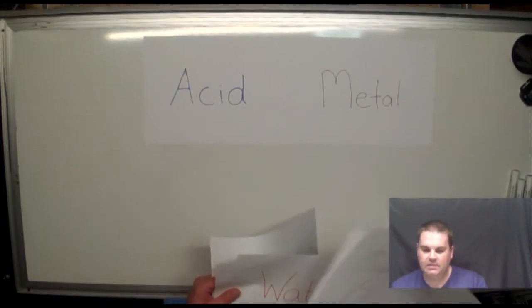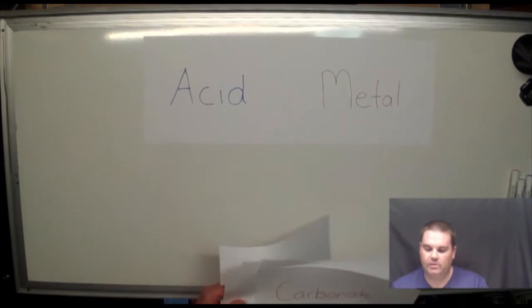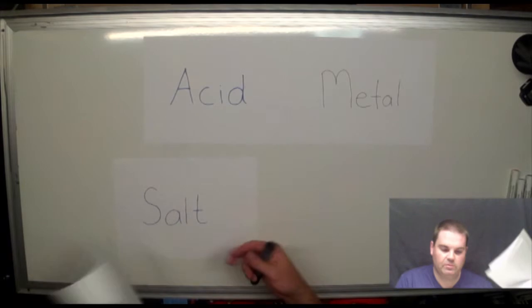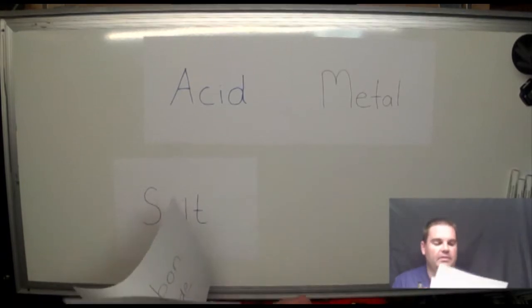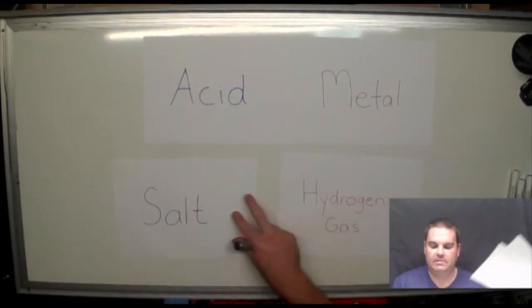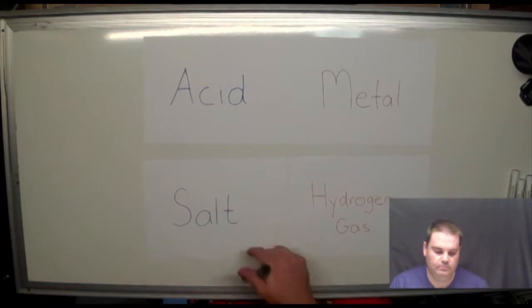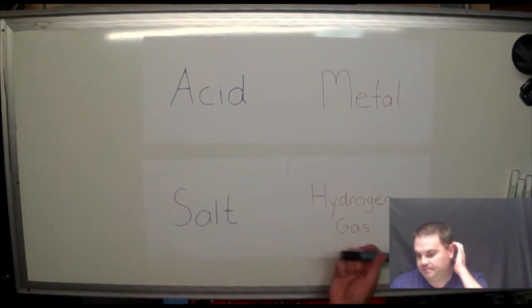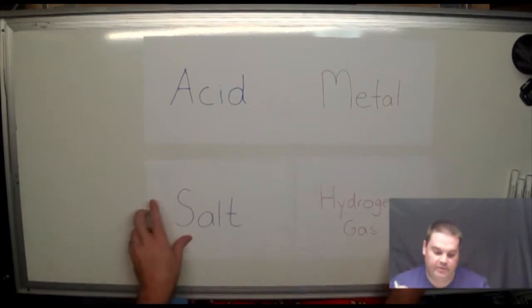So an acid and a metal is always going to give you a salt again, but this time what we're going to get is hydrogen gas. So an acid plus a metal gives us a salt plus hydrogen gas. Let me show you some examples of that.